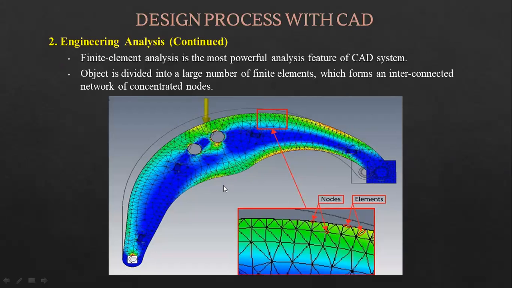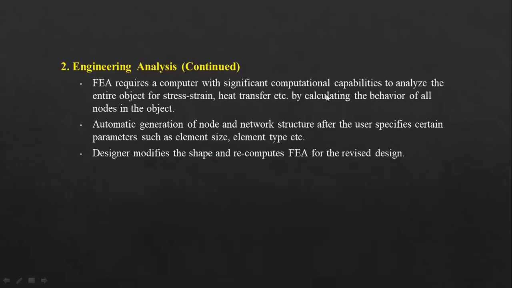So to handle that data, you require significant computational capabilities. The software or the handling unit, the CPU, has to have computational capabilities, graphics as well as solving capabilities. Okay, automatic generation of node and network structure, after the user specifies certain parameters such as element size, element type, etc. So it will generate the node and network structure once the user has specified certain parameters.